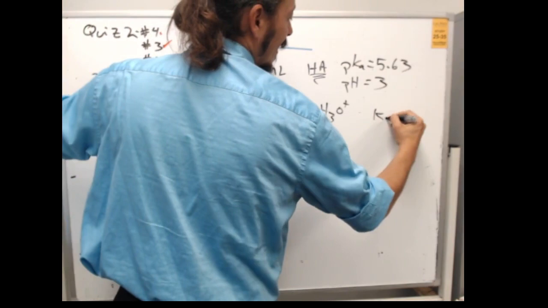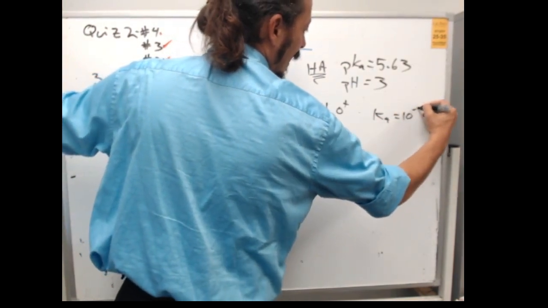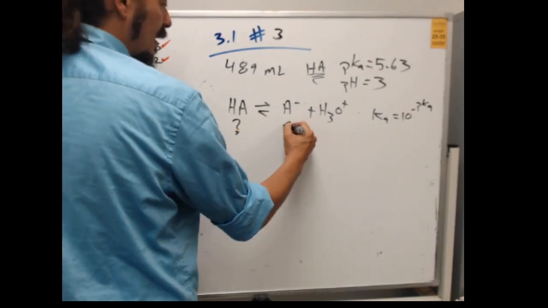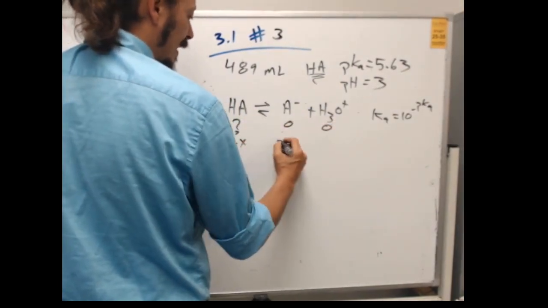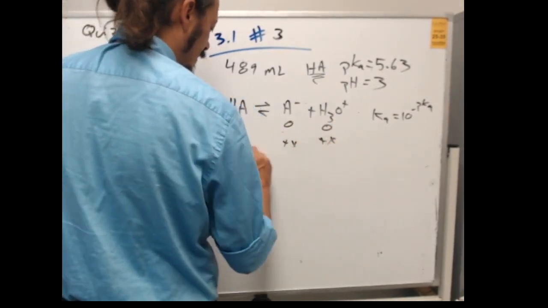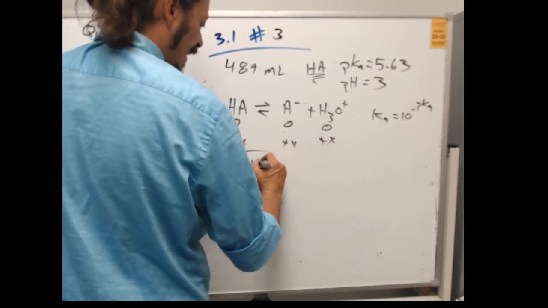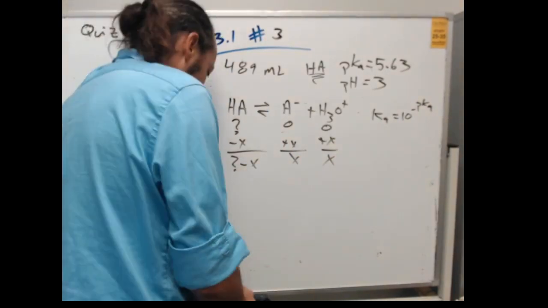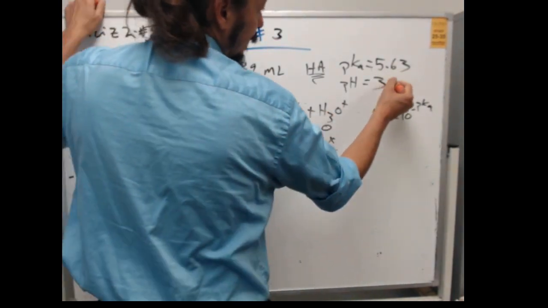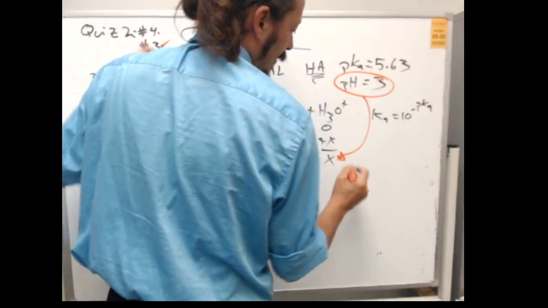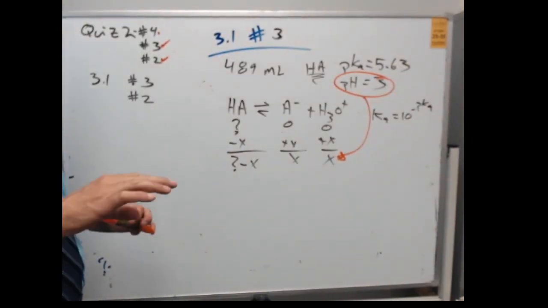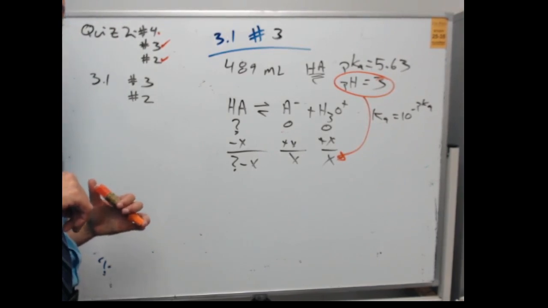There's some Ka associated with this. That's going to be 10 to the negative pKa. And I'm going to have some initial that I don't know. Zero's there because it's in water. Minus x plus x plus x. Question mark minus x, x, and x. Where I can recognize pH gives me x. Right, exact same thing we just did, worded a little bit differently.